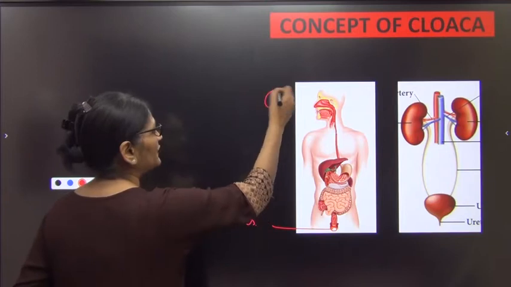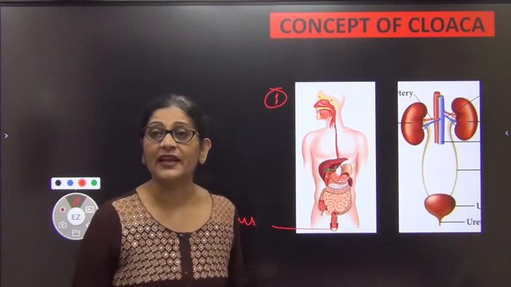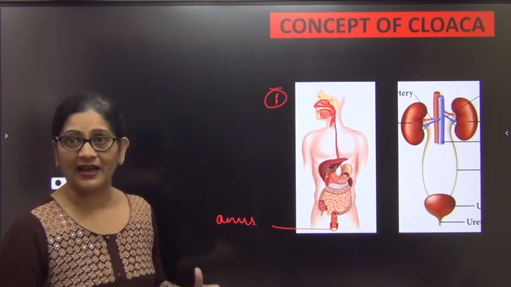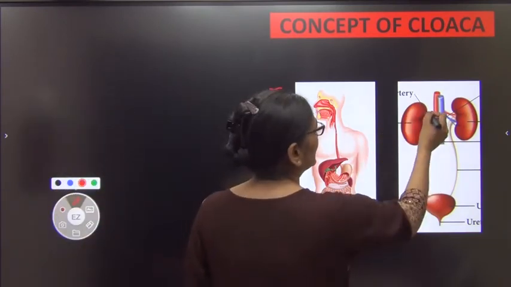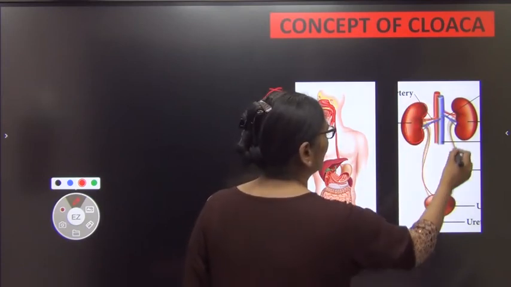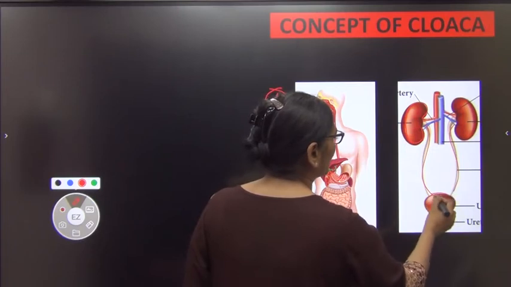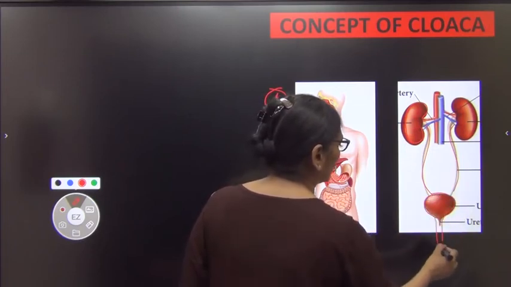So this is the first system which communicates to the outside of the body through an independent opening, and the name of this independent opening is anus. The second is the excretory system. You can see that this is a pair of kidneys. The kidney opens into ureters, and the ureter opens into a sac-like structure called the urinary bladder. And this urinary bladder opens to the outside.